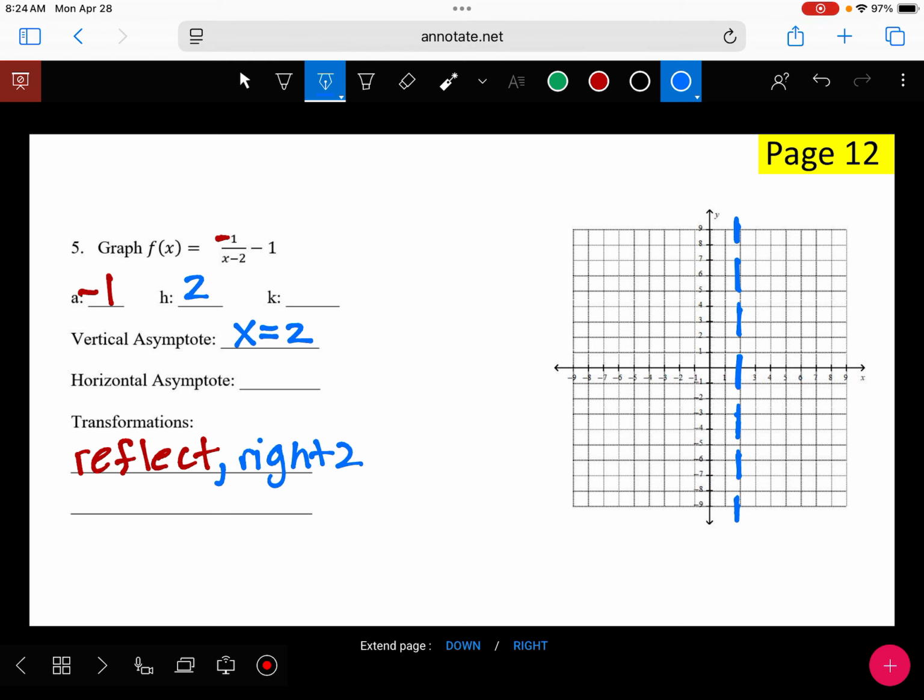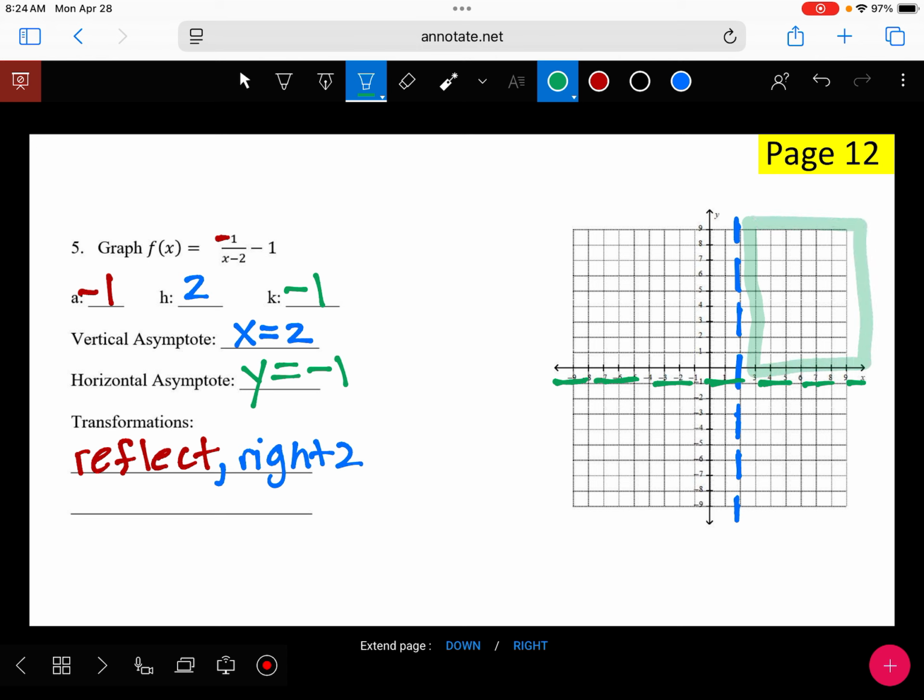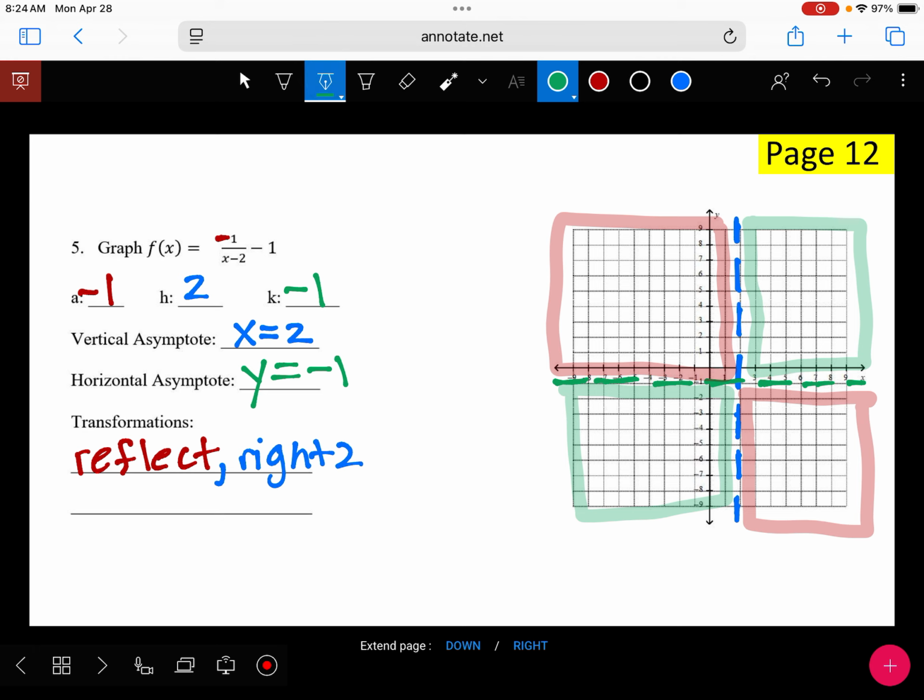All right, Sahara, what do you think K is? -1. So I'm going to put a -1 here, which means I'm going to draw in another line at y equals -1. So pick up your color pencil again and draw it going this way. And it's always plus, minus, plus, minus.